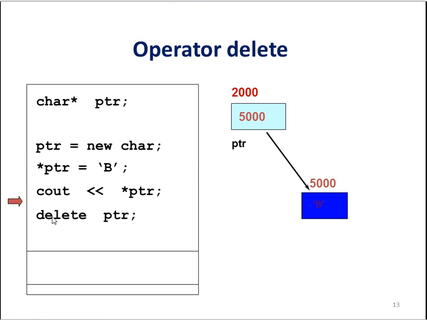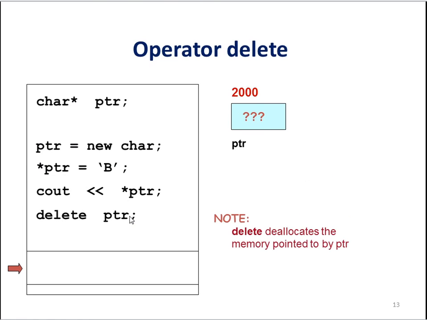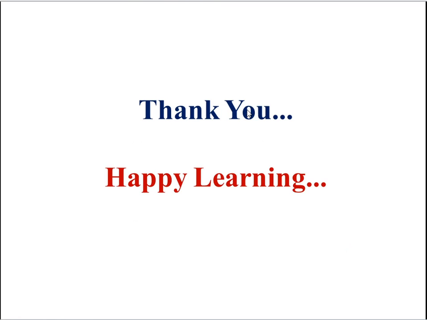Then we print ptr, and when we say delete ptr, what will happen? That pointer is removed and the memory is deallocated. Now the pointer is not pointing anywhere. In that case you have to write one more statement, ptr equal to null, which means your pointer becomes null or zero. Thank you, happy learning.